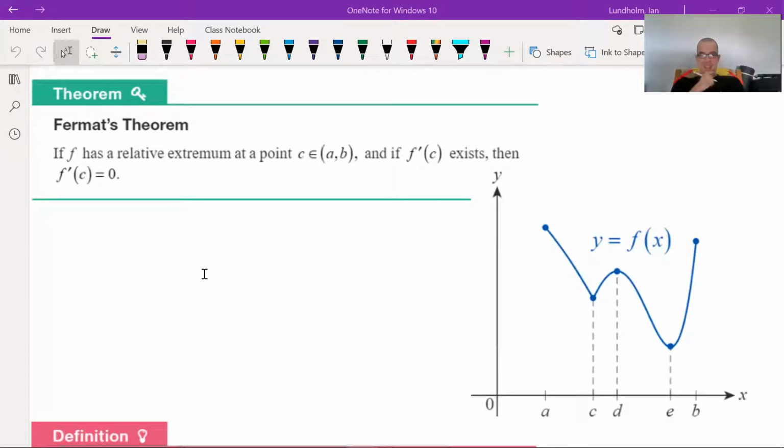Fermat's theorem is useful. We've got a relative extremum at some point c. If the derivative exists, then that derivative has to be 0. So whenever you get a maximum, that would be a local maximum. Down here would be a local minimum. Whenever you attain one of these points and the derivative exists, that derivative has to be 0, because generally you're going to be changing either from a positive slope into a negative slope or a negative slope into a positive slope.